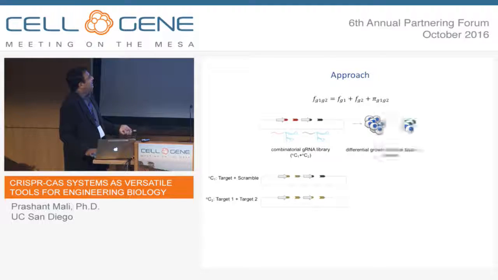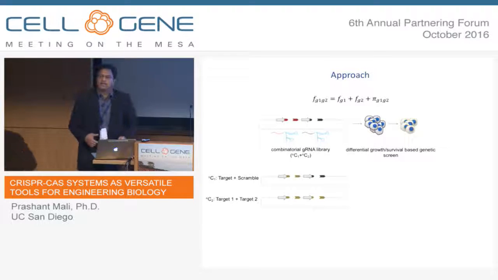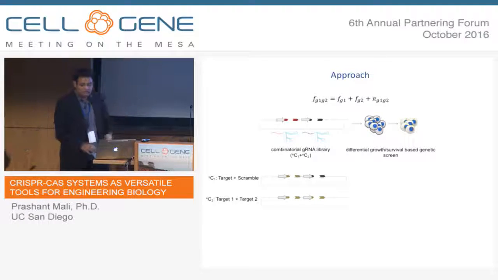So one can systematically do this, then insert this library into a population of growing cells, and then look at the surviving cells at the end of that experiment and see for enrichment of various library components, and then compute the individual and dual gene fitnesses.